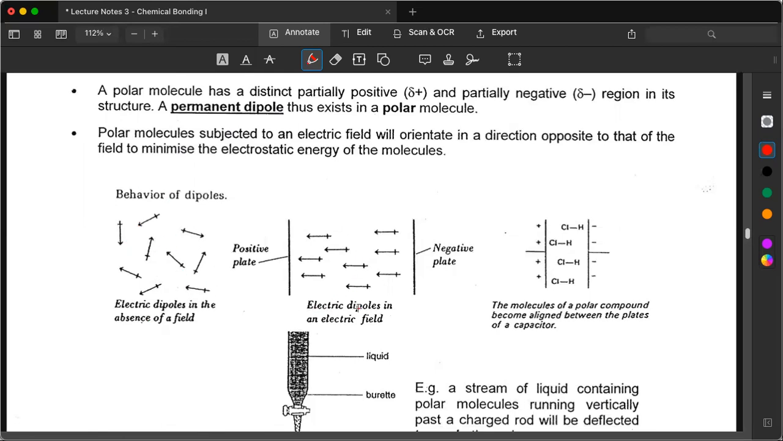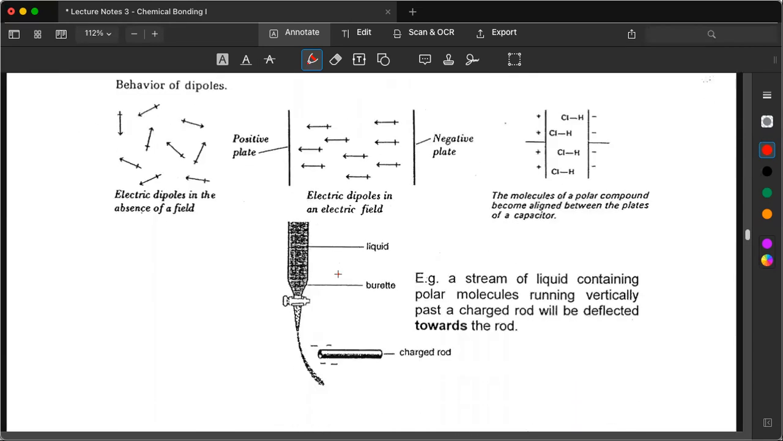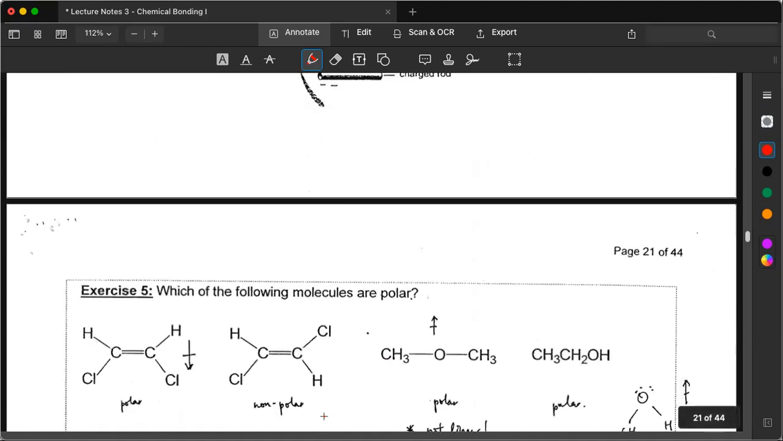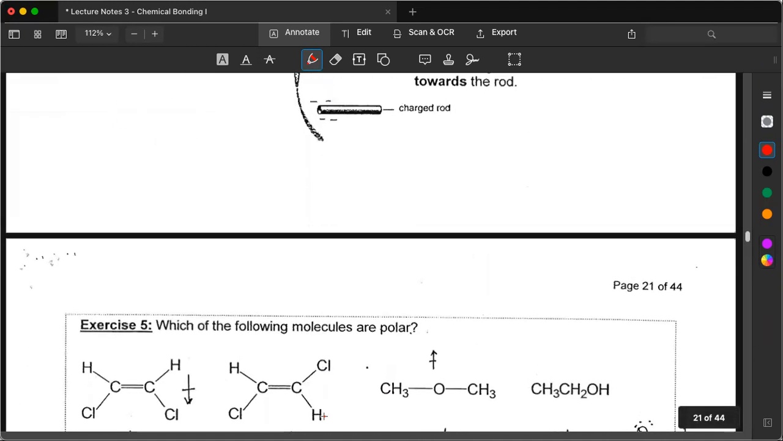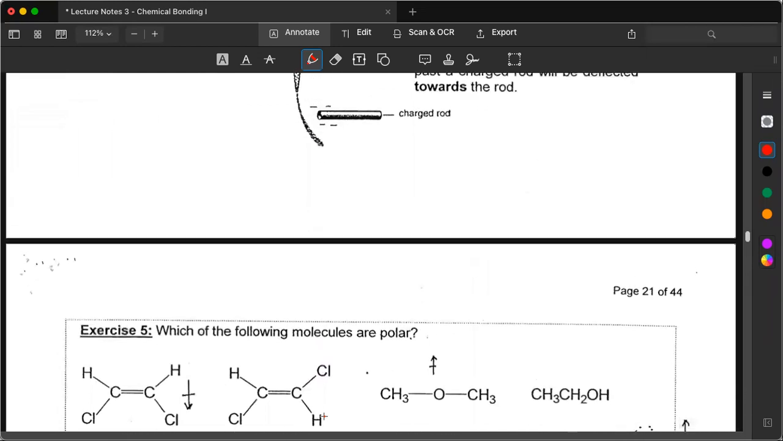But when it is an electric field, the dipoles will align themselves, with the arrow pointing towards the positive plate, because it indicates the movement of electrons. So a stream of liquid that has polar molecules will actually be deflected towards the rod. Now, try this exercise to determine the various polar molecules.